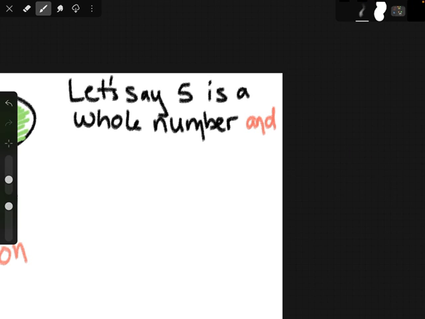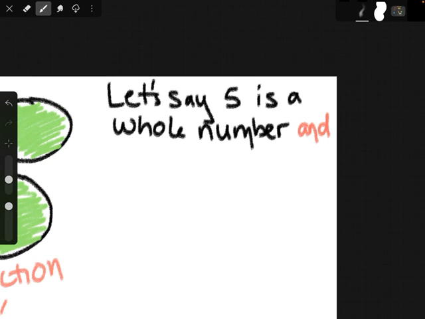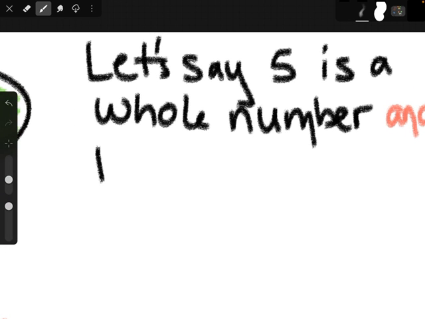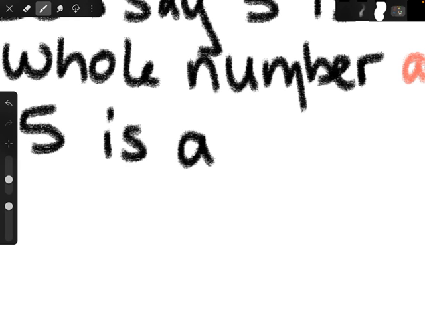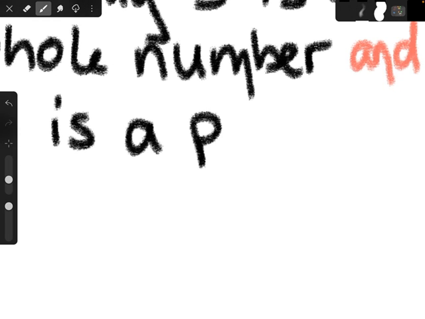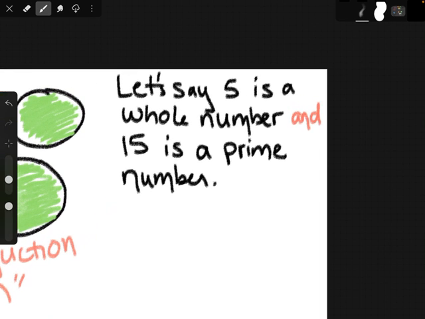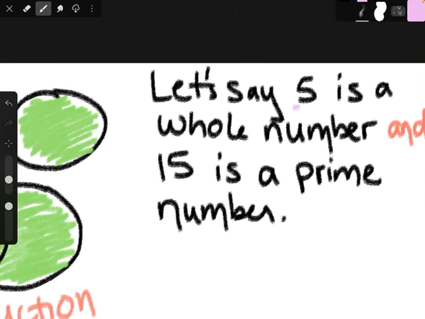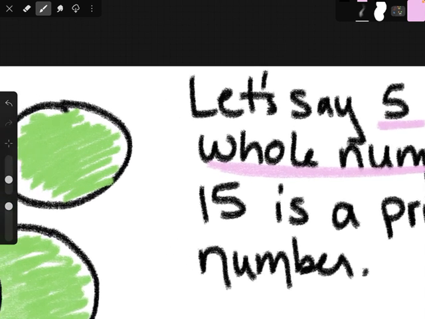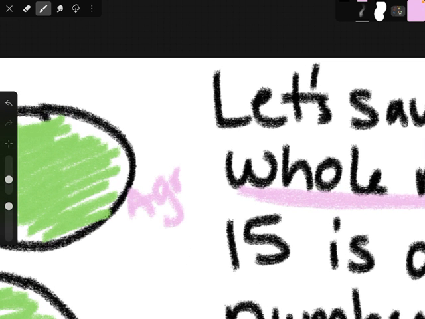I hope I'm choosing the right color here. Kind of can't see it. And 15, let's say 15 is a prime number. Agree or disagree? I ran out of space. So what this has to be is that if you agree with this, right? So I say, let's say 5 is a whole number. Well, I think I agree with that, so I'm going to say agree right here.